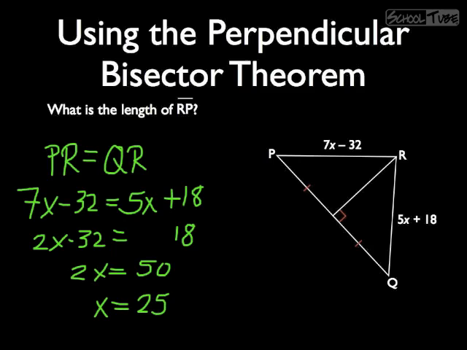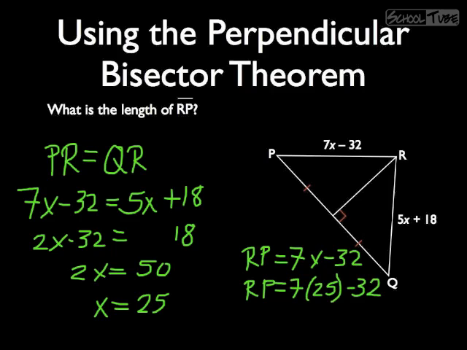Are we done? If you said no, good job, because our instruction was to find the length of RP, which means that we now need to plug our x into the expression for segment RP. So the distance from R to P, or the length of RP, is going to be 7x minus 32, but we just found out that x was 25, so RP is going to equal 7 times 25 minus 32, and that is going to take a little bit of calculation. And so that should be 143. And of course, 5 times 25 is 125, plus 18 is 143. So since we're getting the same value for both expressions, we're probably correct.